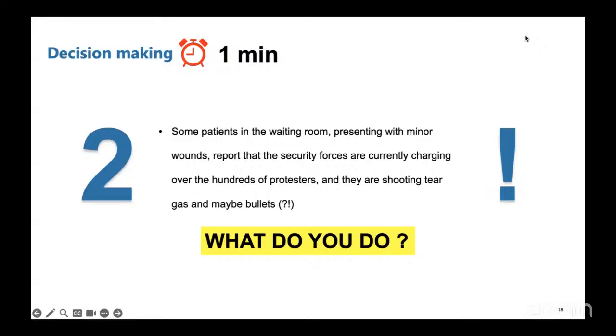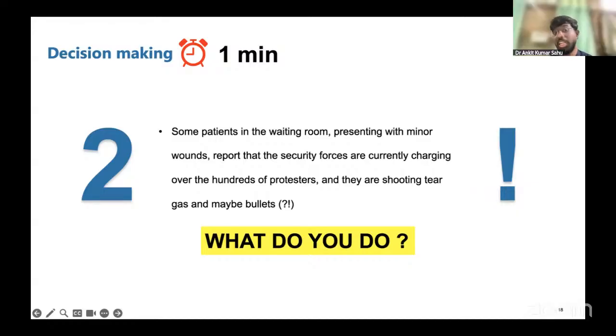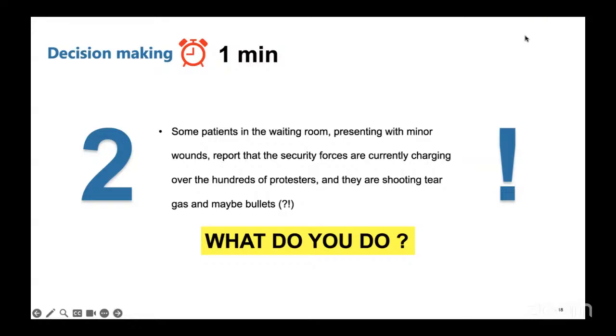Right. Ma'am, think of yourself as the incident commander. You are not the triage officer. You are the head of the institute now. What are you going to do? My point is, you guys have to think that you are the head of the institute.